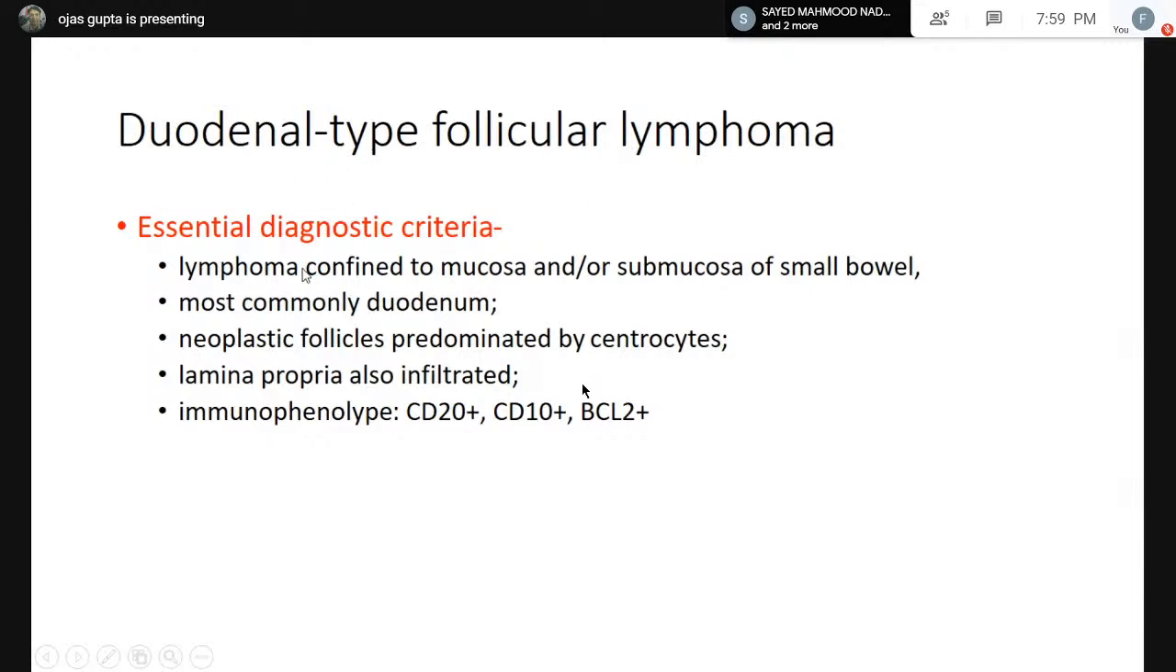Now the essential diagnostic criteria are lymphoma confined to the mucosa and/or submucosa of the small bowel, most commonly seen in the duodenum, and specifically in the second part of the duodenum. The neoplastic follicles are predominated by centrocytes. Here the lamina propria is also infiltrated, and on immunophenotyping we can see CD20 positive, CD10 positive and BCL2 positive.